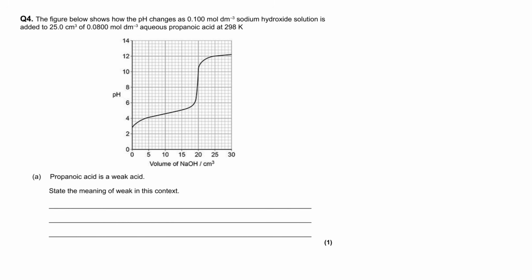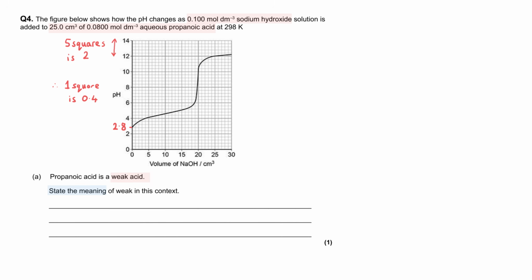The figure below shows how the pH changes as 0.1 moles per decimetre cubed solution of sodium hydroxide is added to 25 cm cubed of 0.08 moles per decimetre cubed aqueous propanoic acid at 298 Kelvin. You can see that we have pH here on the y-axis with 5 small squares being worth 2, so each one square is 0.4. And the pH therefore is starting at 2.8. And then the volume of sodium hydroxide is on the x-axis, and of course pH rises the more sodium hydroxide you add.